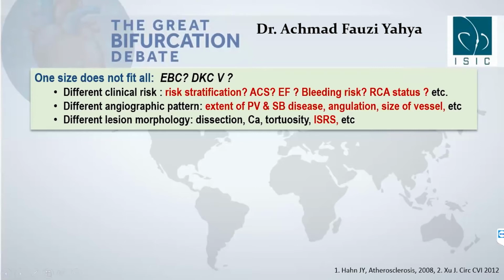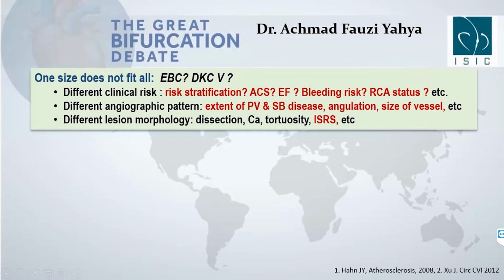Patients may have different clinical risks, and Dr. Fauzi has clearly explained the risk stratification of the patient. The patient has ACS, EF, bleeding risk, and so on. And different clinical risk scenarios may lead to different results as well. And also different angiographic patterns, like extent of parent vessel and side branch disease, already well explained, angulations close to 90 degrees or even more than 90 degrees, size of vessel, and so on.